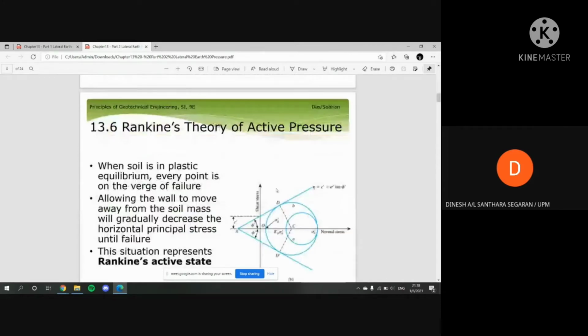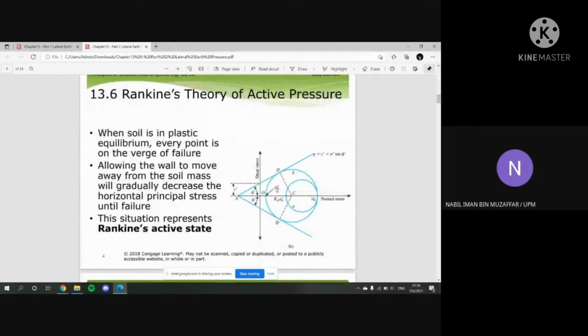Okay, so as I've mentioned before, there are two theories involved, which are active and passive. In active, when the wall is allowed to move away from the soil mass, it will gradually decrease the horizontal principal stress until failure. This situation represents Rankine's active state. Meaning, if this is our soil mass, the wall will move away from the soil mass.